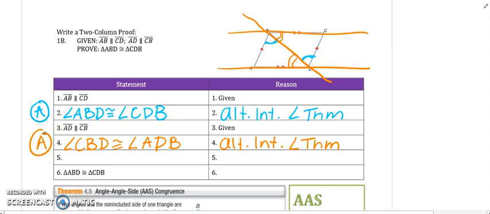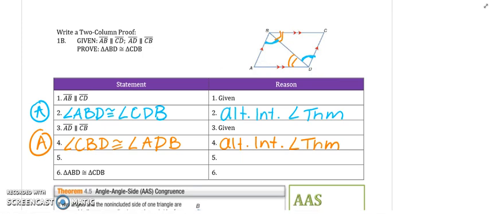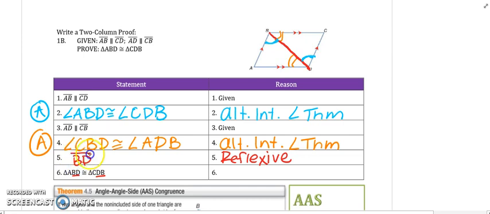So now we have 2 of the 3 things we need to prove congruent, because if we're using a shortcut, we'll always need 3 things. So now we just have to look, and because we have these 2 triangles attached, they are sharing the side that is reflexive. And so we know that BD is congruent to DB.